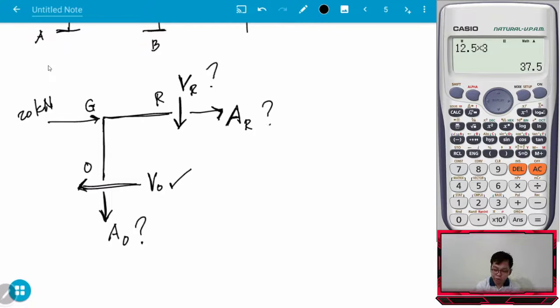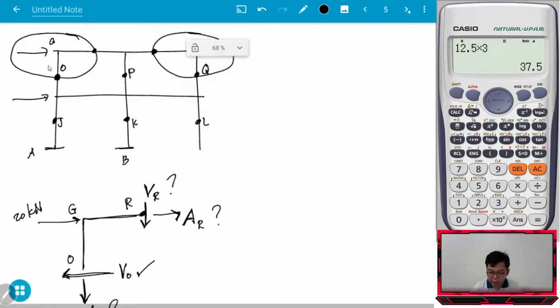Now, you can actually solve this section using the equilibrium equations. Summation of forces, vertical, horizontal, and moment. Okay? So, you can actually sum up moments dito. Okay? Masosolve mo ang AO. Di ba? Magsama ka ng moment dyan, masosolve mo ang AO. Okay? And then after nun, once na-solve mo na ang AO at saka VO, pwede ka na mag-sum up ng forces vertical and horizontal to solve for VR and AR. And then after nun, guys, the rest will follow.